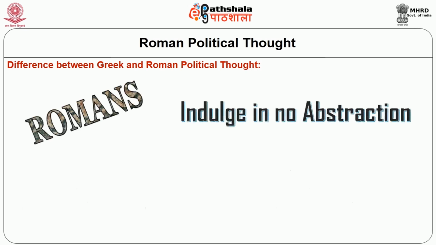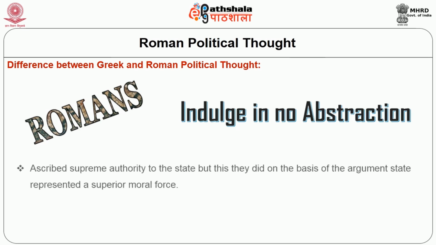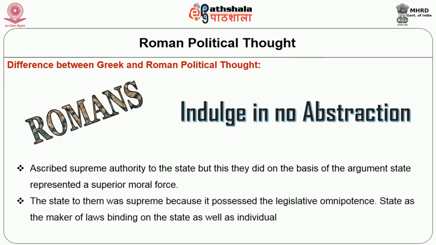The Romans indulged in no abstraction. They looked at the state as a legal association that had its own rights and duties. The Romans ascribed supreme authority to the state, but this they did not on the basis of the argument that the state represented a superior moral force. The state to them was supreme because it possessed legislative omnipotence. The state is the maker of laws binding on the state as well as the individual.